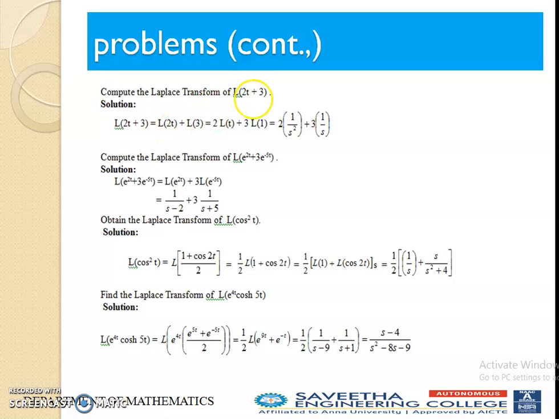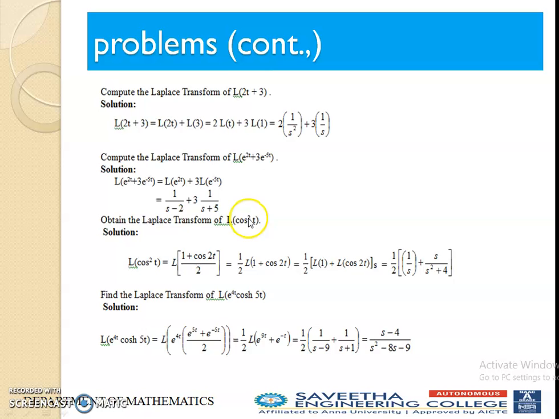So next, compute the Laplace transform of L of e power 2t plus 3 times e power minus 5t. Similarly, same procedure, you can write L of e power 2t plus L of 3 into e power minus 5t. This 3 is a constant term, we can take it outside. What is the L of e power at formula? Here it is positive, so 1 by s minus a. What is a here? A is 2, so we replace 2 here. Similarly L of e power minus at is 1 by s plus a. Here minus is given, so the formula must be in plus. So replace a equal to 5. So we get the required solution. Next, apply the Laplace transform of L of cos square t.